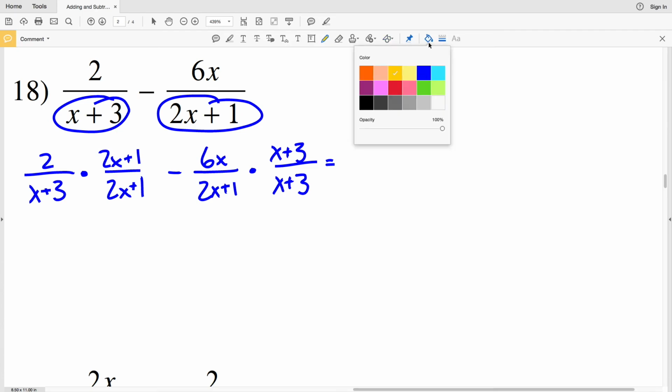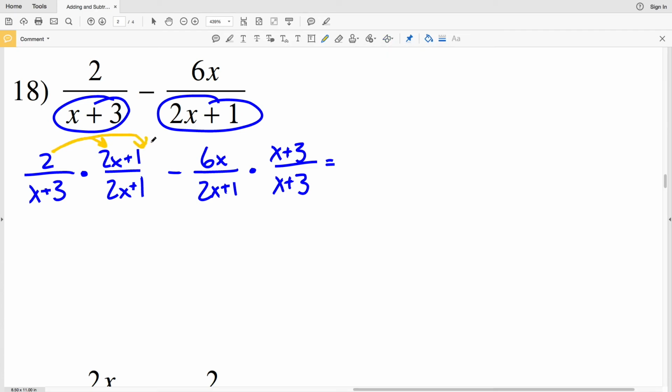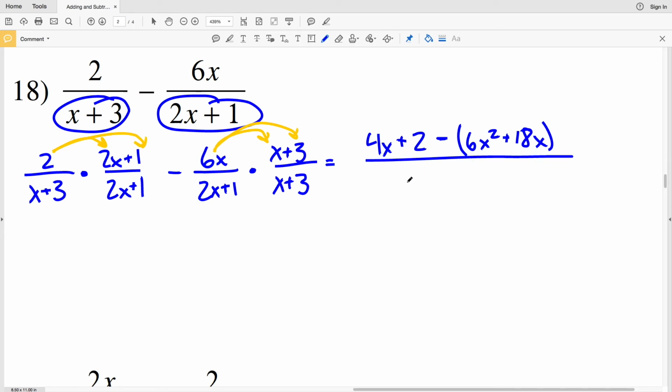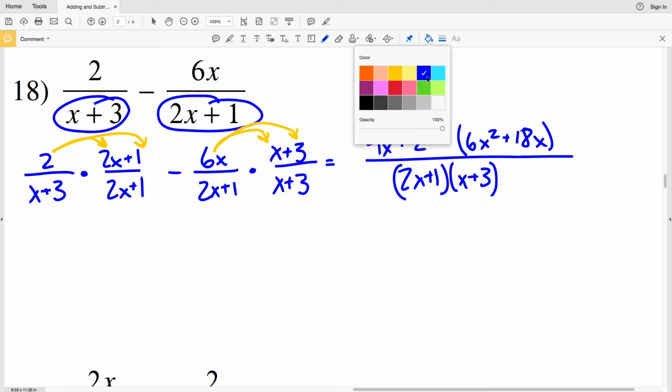So simplifying, I'll distribute this 2 to 2x and 1, and then I'll distribute my 6x to x and 3. Remember, those are over the same denominator. So 2 times 2x is 4x, and then I'll add that to 2 times 1, which is 2. Because I have the same denominator, I'll go ahead and subtract that second quantity. 6x times x is 6x squared, and 6x times 3 is 18x. And that's all over 2x plus 1 times x plus 3. Now I need to simplify my numerator by combining my like terms.